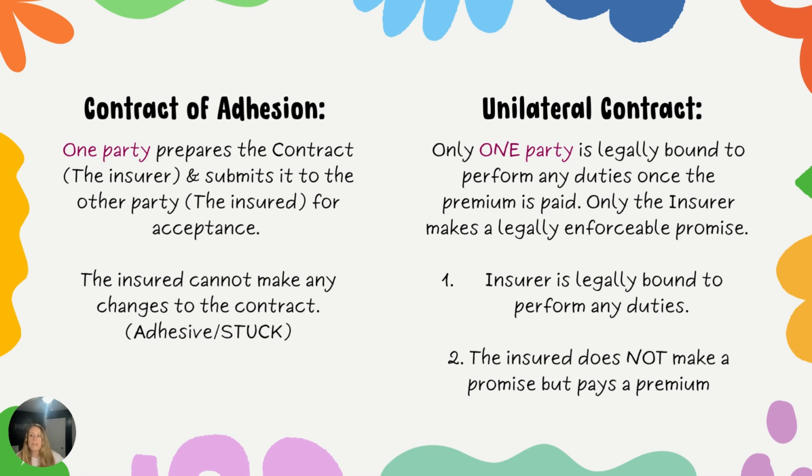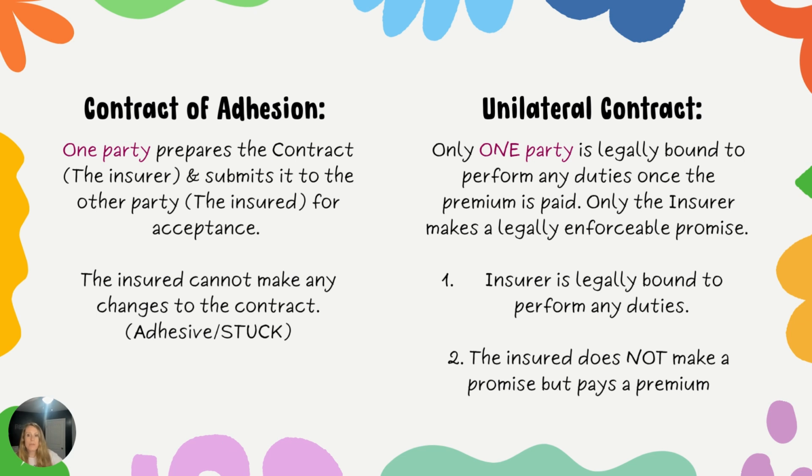All right, so what's the definition of these two terms? Contract of adhesion is where one party, which is the insurer, prepares the contract and submits it to the other party, which is the insured, for acceptance. And where the word adhesion comes into play is where the insured cannot make any changes. With adhesion, think it's stuck, like adhesive tape. The insurance company is preparing that contract and the insured cannot make changes to it. They just either have to take it or leave it.